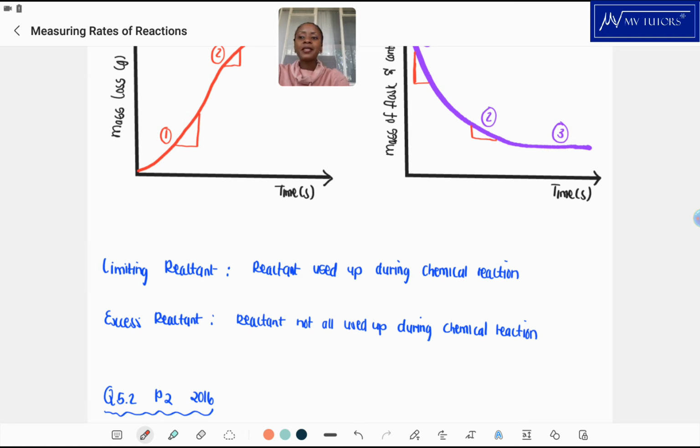So the limiting reactant is basically the reactant that is used up during the chemical reaction. Once that is used up, nothing can happen anymore.